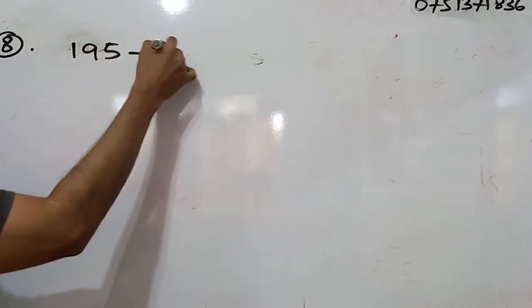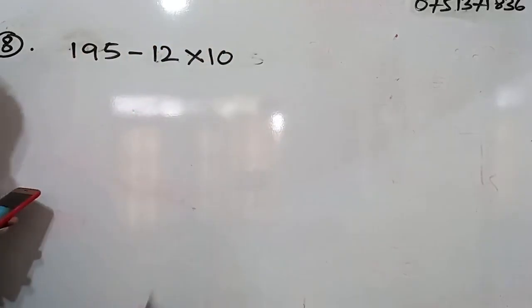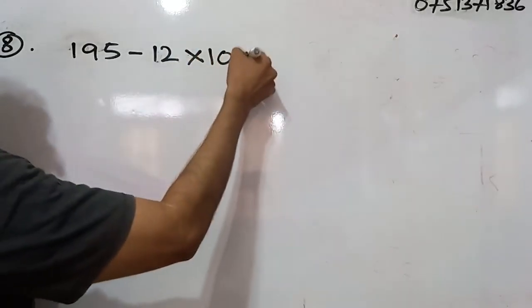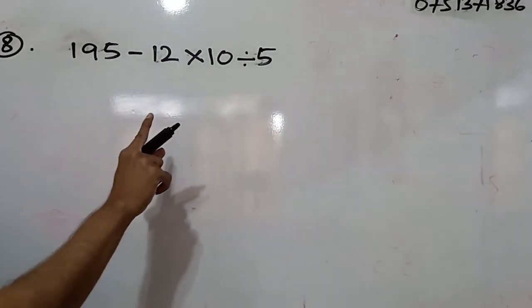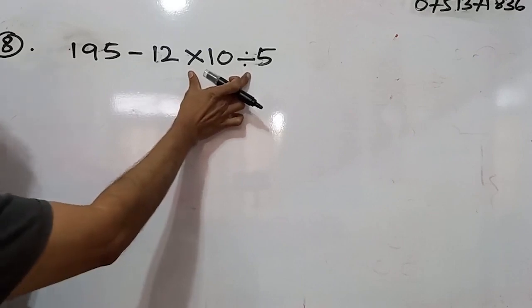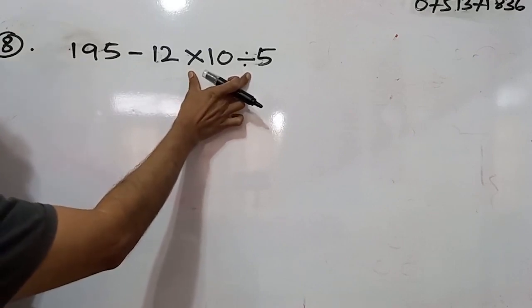So 195 minus 12 into 10 divide by 5. Okay. So here we don't have any parentheses, right? So then we have to consider these two multiplications and divisions.